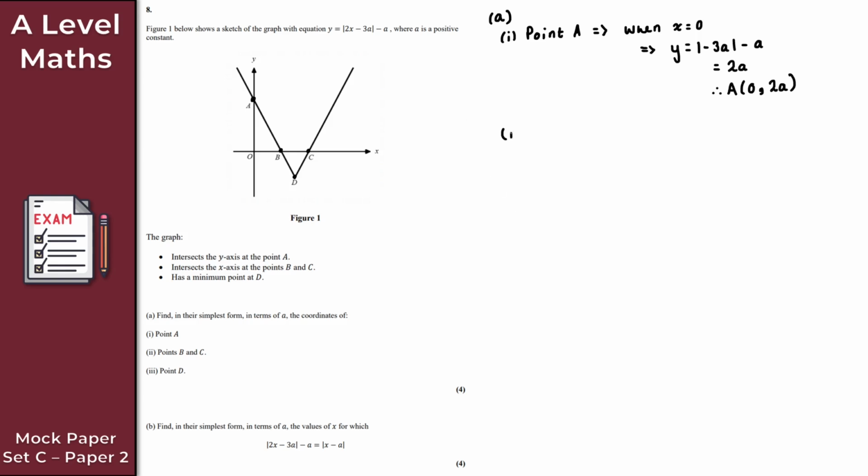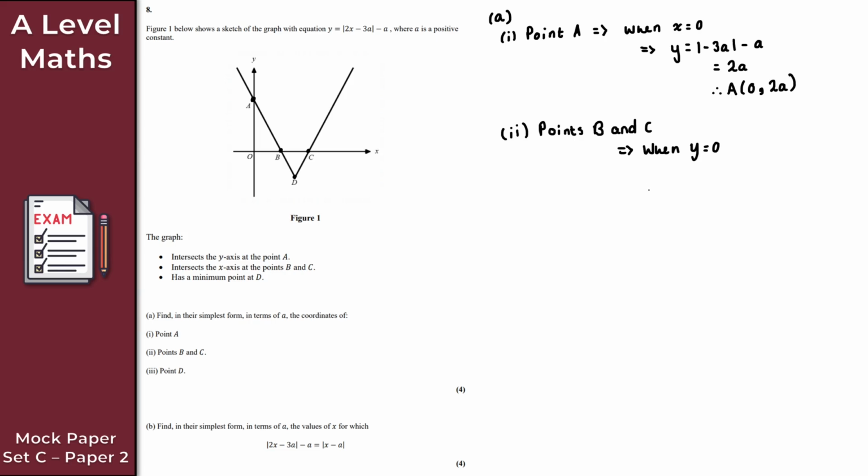Now for the next part, part 2, this is the coordinates of the points B and C. So this is the x-intercept, in other words, when y is equal to 0. So when y equals 0, what do we get here then? All I do is set y equal to 0.